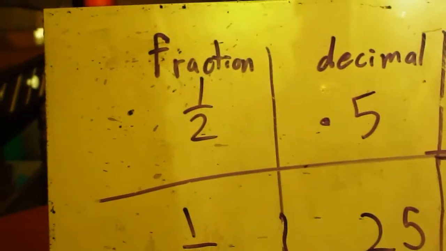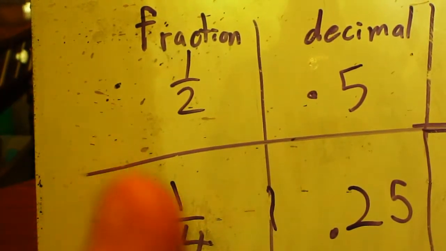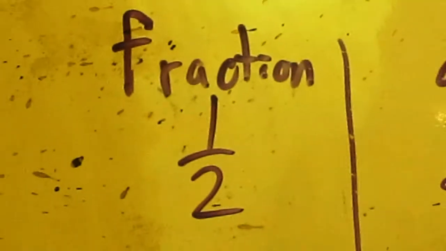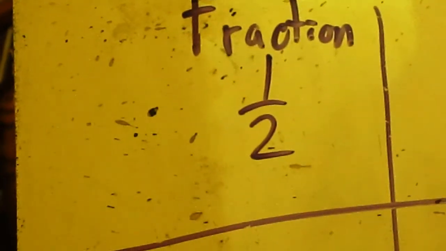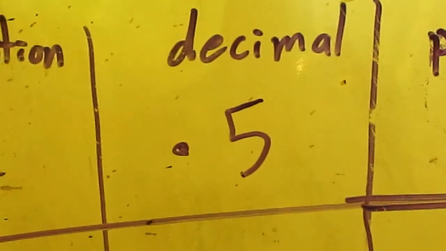Okay, this is chapter 6, lesson 2, and it's about relating fractions, decimals, and percents. Okay, so here's a fraction, 1/2. And so we're going to turn 1/2 into a decimal, and you do that by 1 divided by 2. 1 divided by 2 is 0.5, which is our decimal, 0.5. To turn that into a percent, you multiply 0.5 times 100 to get 50%.